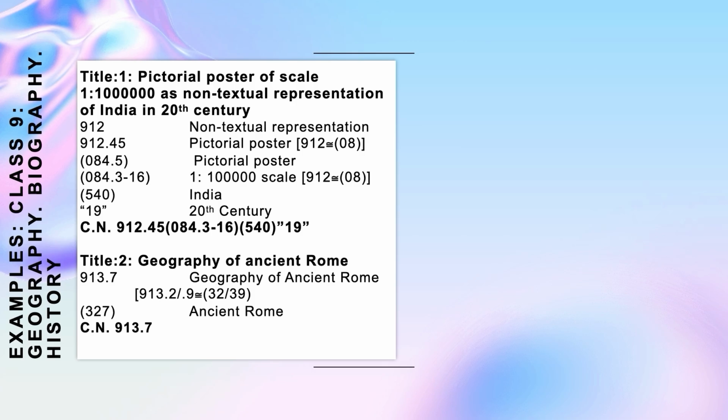Then title 2, Geography of Ancient Rome. So 913.7 Geography of Ancient Rome. Actually there is an instruction, that is 913.2 2.9 subdivided as 3239. So 3239 from the place auxiliary. So ancient Rome will be within parenthesis 329. Okay, so the final number will be 913.7.